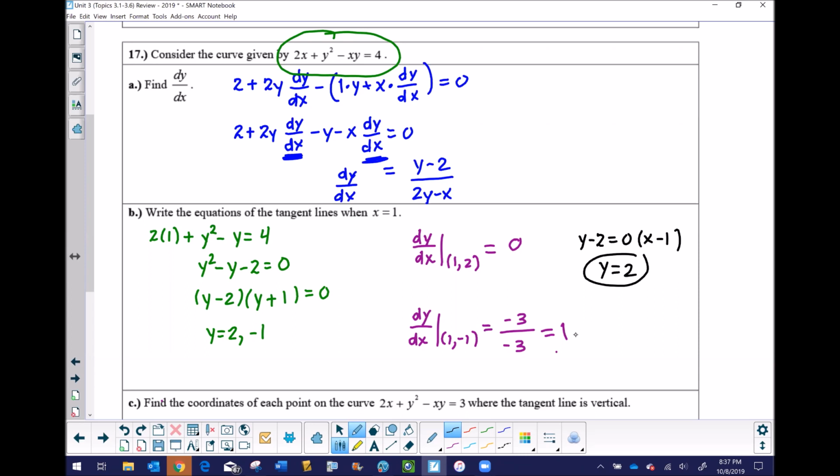And then over here, for the slope of 1, you'll do y minus -1, which is that, equals m, which is 1, quantity x minus 1. And we're going to leave it like that.